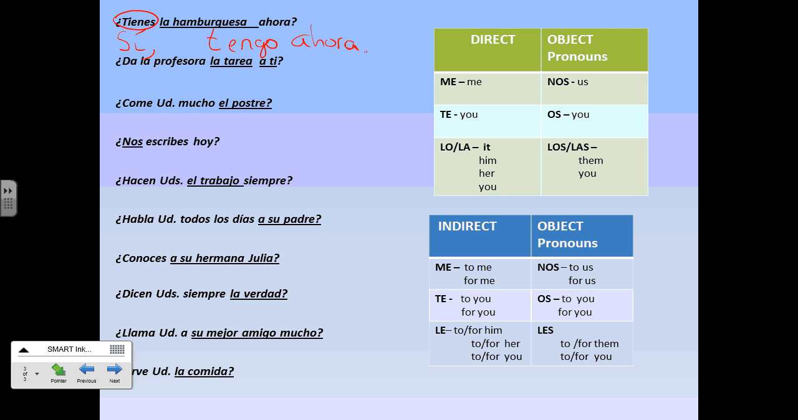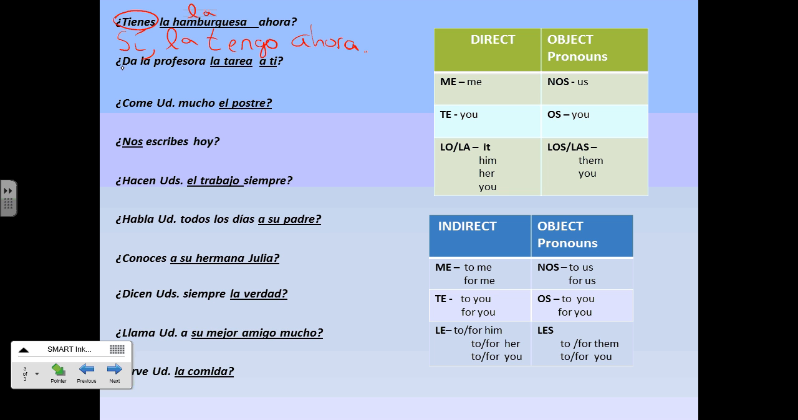So it's saying, do you have the hamburger now? The hamburger, the pronoun for the hamburger is la. Okay? So when you're rewriting it, you're just going to put it in front. So do you have the hamburger now? Yes, I have it now, is what you're saying.